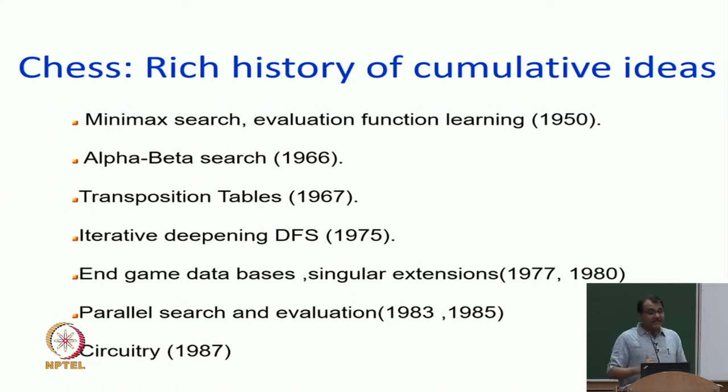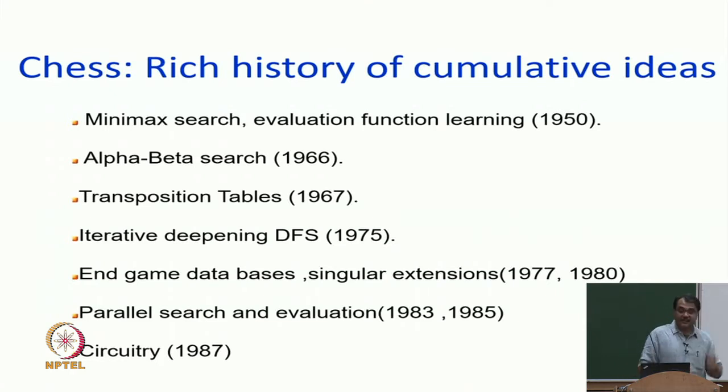Then the idea of iterative deepening came, and it took another 8 years to come in. So then iterative deepening happens, so you will go one step, then you will go 2-step search, and you will do 3-step search, and you will reorder your children based on the search that you did in the previous iteration.